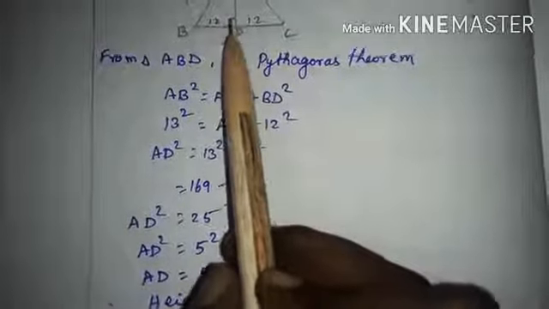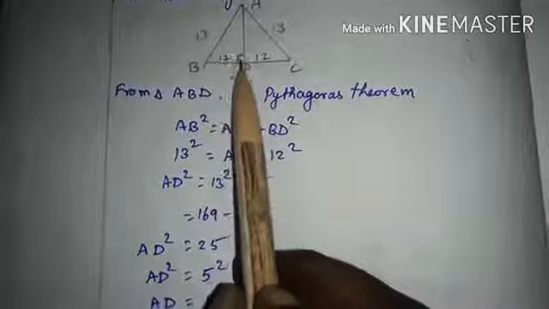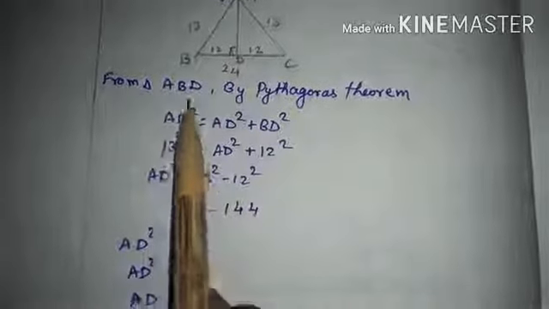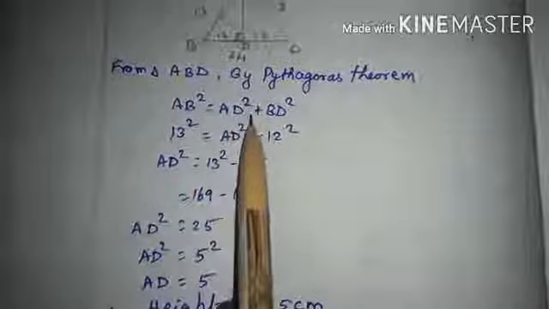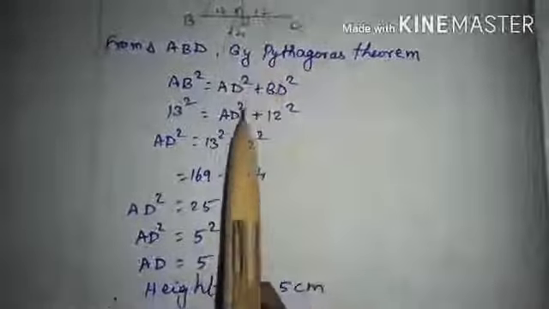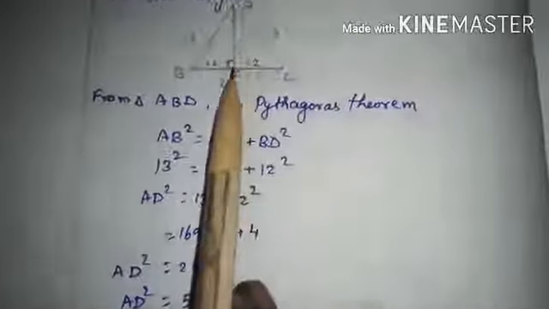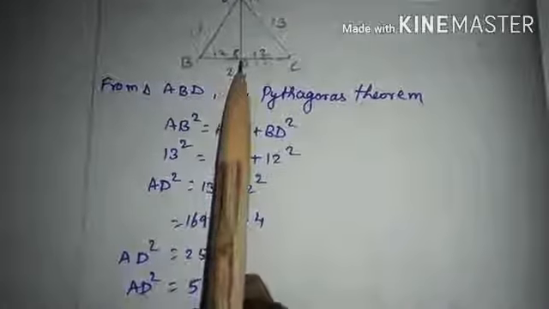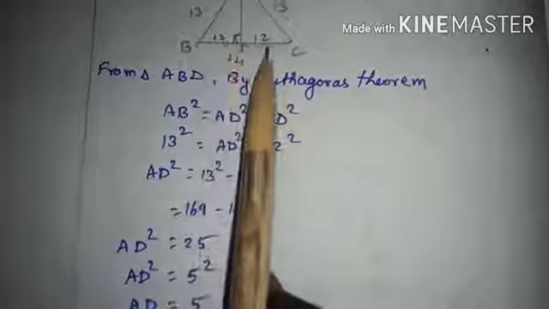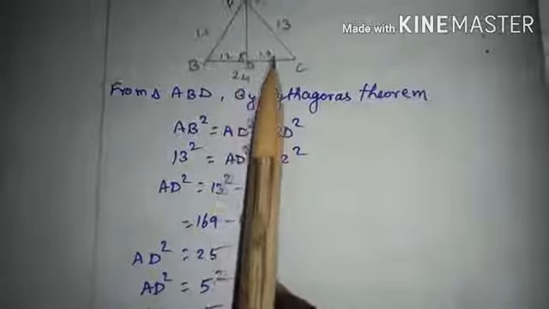In the right angle triangle, the hypotenuse side is AB since it is opposite to this right angle. Therefore, AB square is equal to AD square plus BD square. AB is given as 13 square. You have to find the height AD. Then to find BD, this altitude bisects BC at midpoint, so it divides into two equal halves. That is BD is 12 cm and DC is 12 cm.